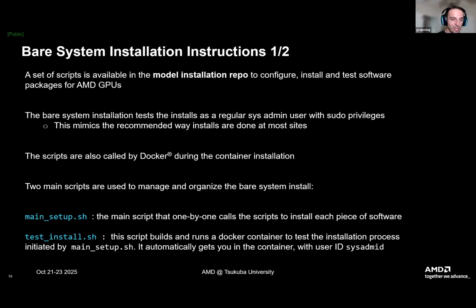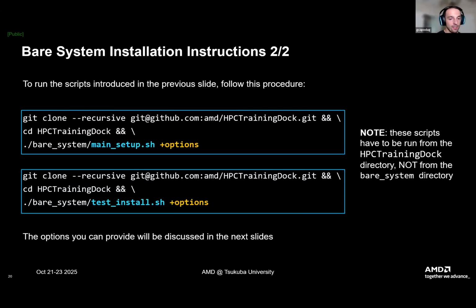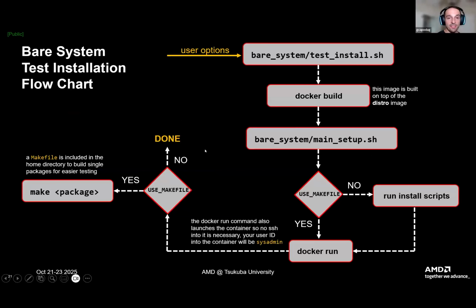red button that you push when you want to deploy all the installation, and main setup basically just calls each script one at a time and installs in the bare metal. Test install gets you on a container first, on which, if you want, you can call main setup. There's obviously many options for those as well. But this is the flow chart for this approach.